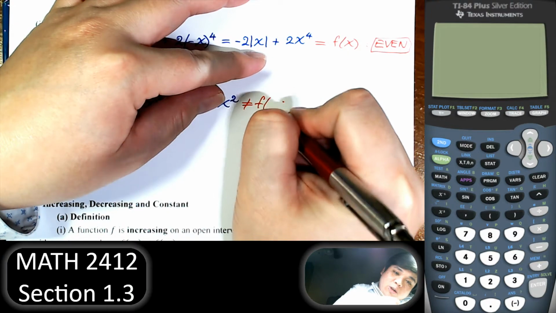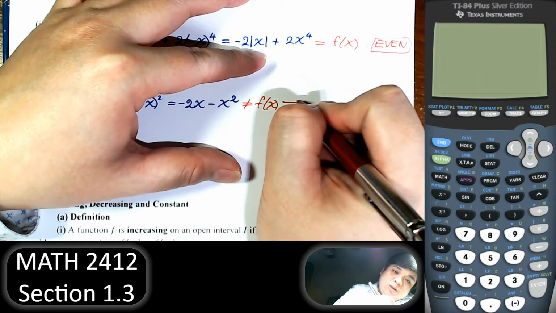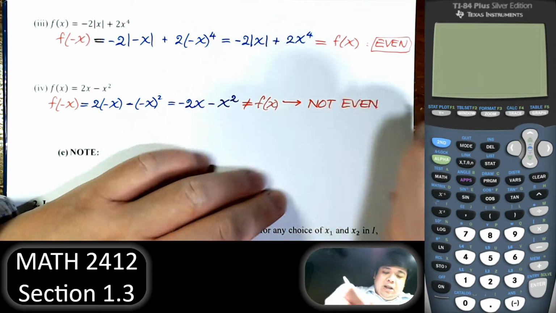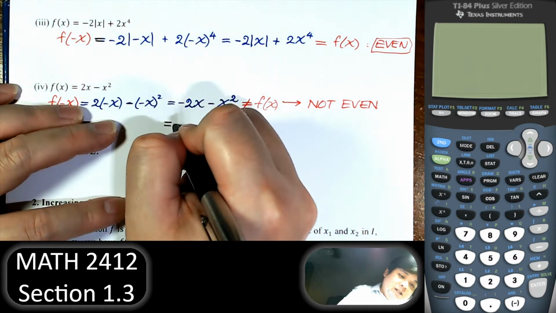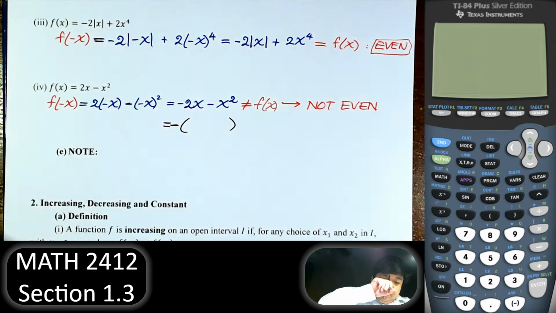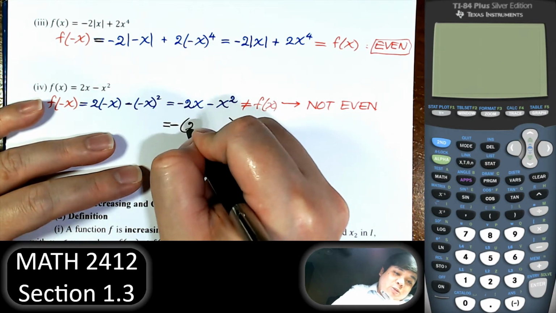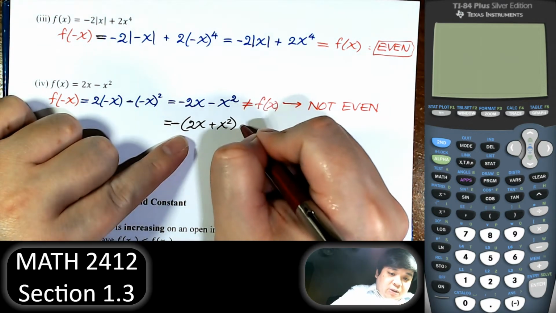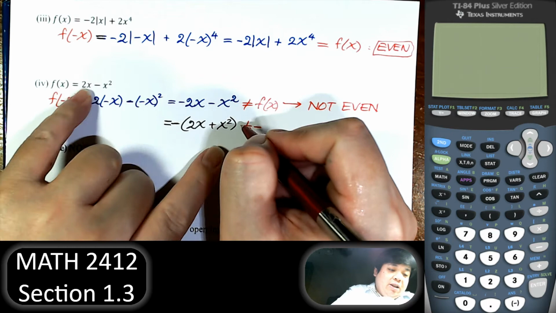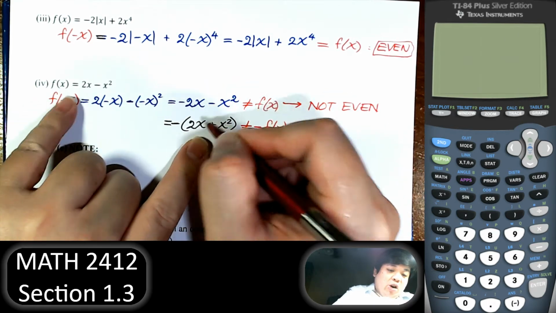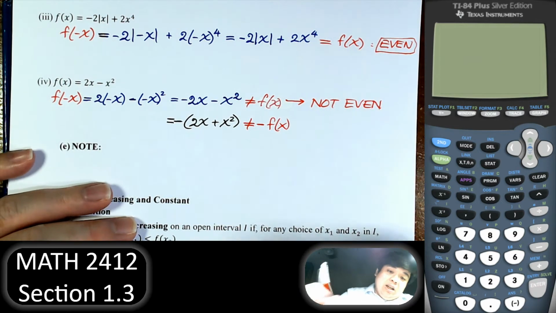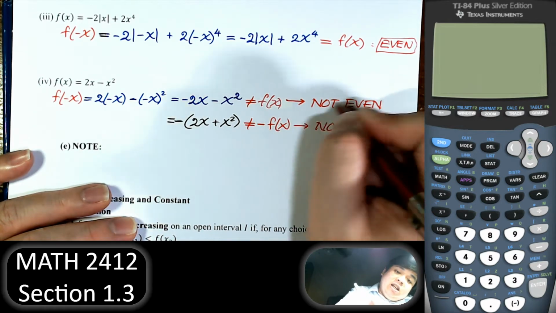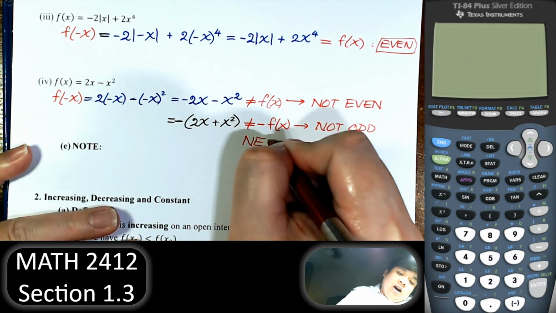So this is not equal to the original function. So that's why this is not even. Now try to manufacture the negative sign. What could be inside? If we factor out the negative, we have 2x plus x squared. And that is not equal to the negative of the function, because the inside is not the function. So it's not equal to negative f of x. Because of that, that is not odd. If it's not even, not odd, this one is going to be neither odd nor even.